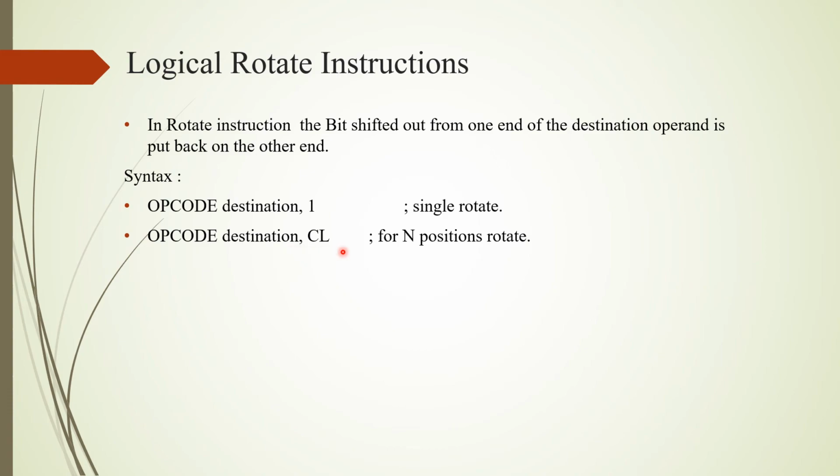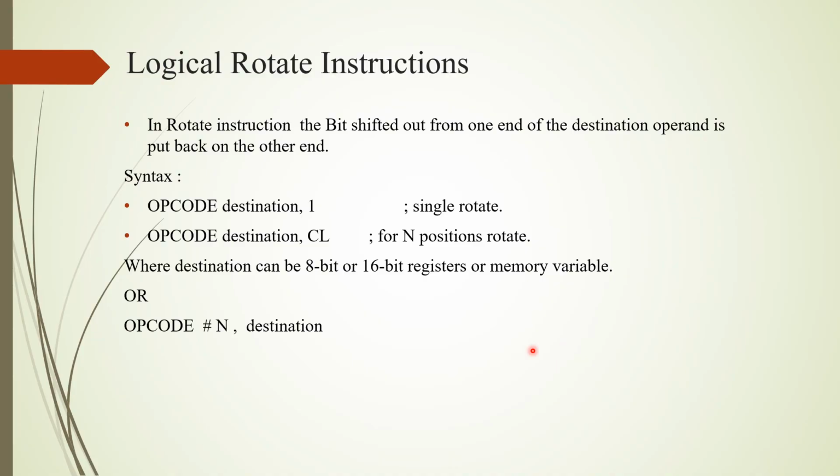Opcode, destination, comma CL, here the CL value gives you the number of times the rotate operation needs to be carried out. The destination register can be an 8-bit register, a 16-bit register, or any memory element. Or the opcode can be of this format also, opcode #n, comma destination, where #n indicates the count of times the rotate operation needs to be performed on the destination operand.